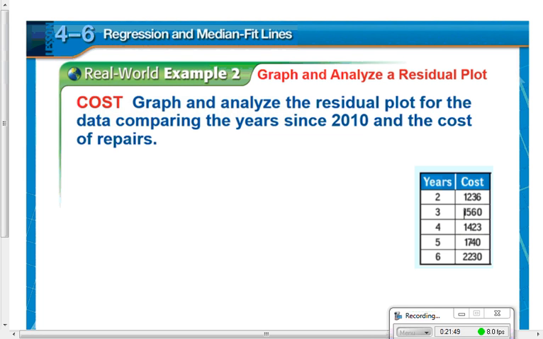This one right here, cost and analyze the residual plot for the data comparing the years 2010 and the cost of repairs. Okay. So this is the years since, we're going to pretend that this is since 2010, and then the actual cost of repairs. Okay.